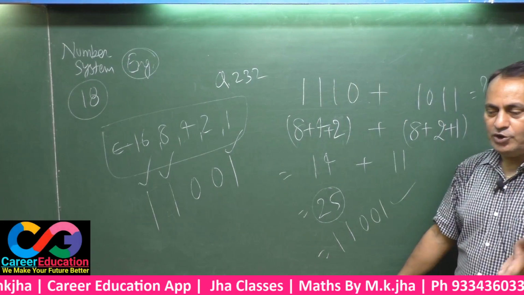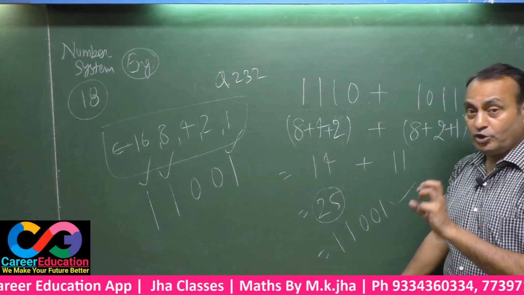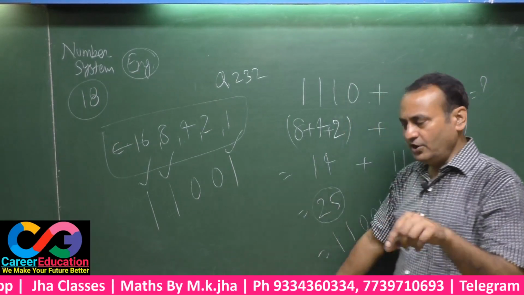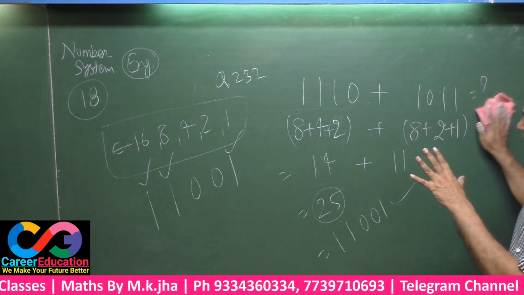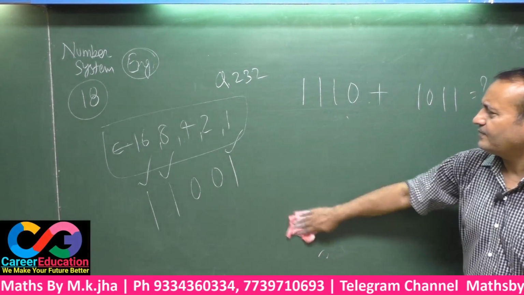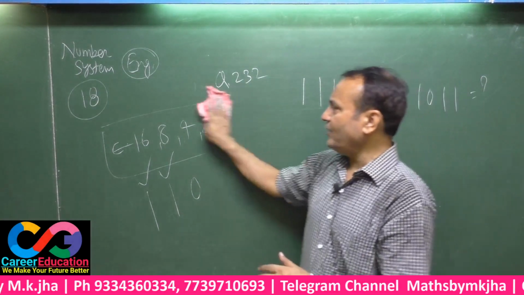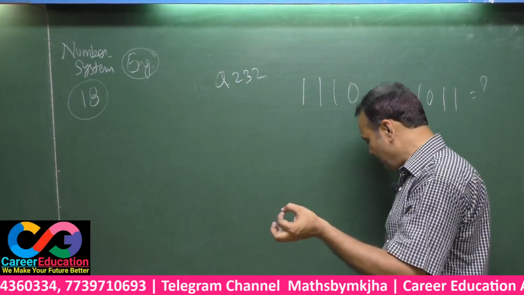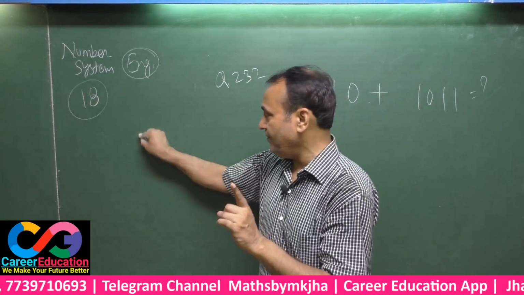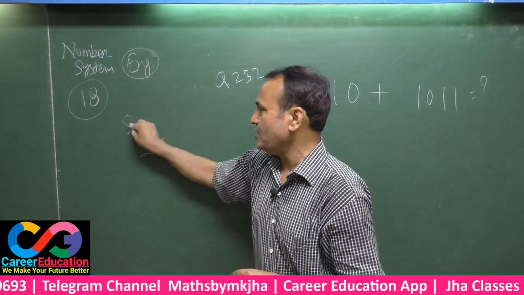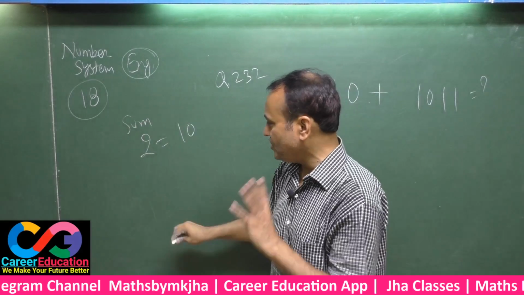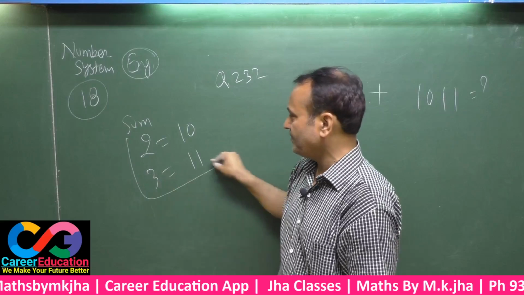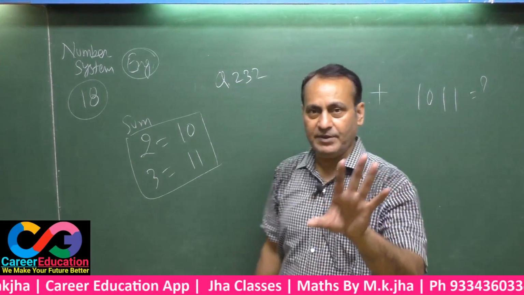But I will be showing you another way to get the sum of two numbers written in binary number system. In the second method, you will feel it is very much easier. See here, if you are going to add two numbers written in binary number system, you have to accept this: whenever the sum is 2, this will be taken as 10, and when the sum is 3, this will be taken as 11. This trick will help you too much.